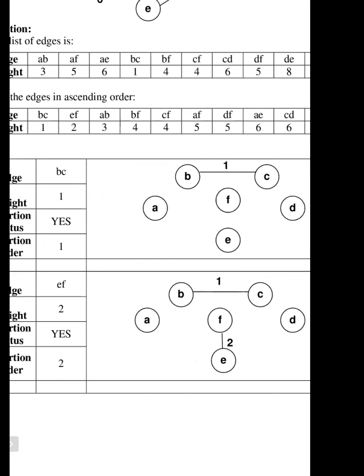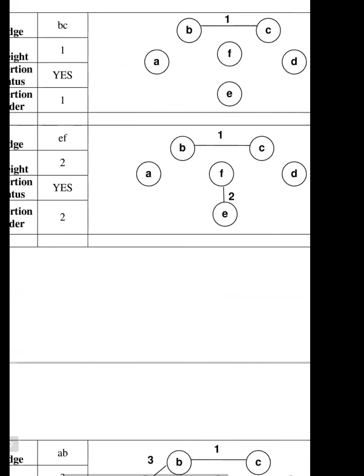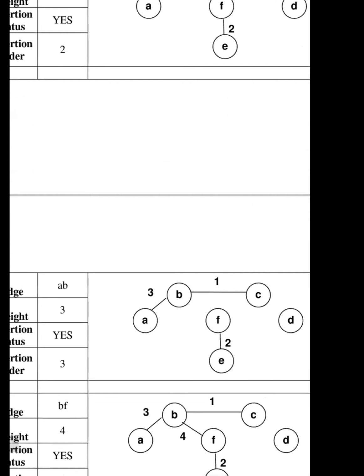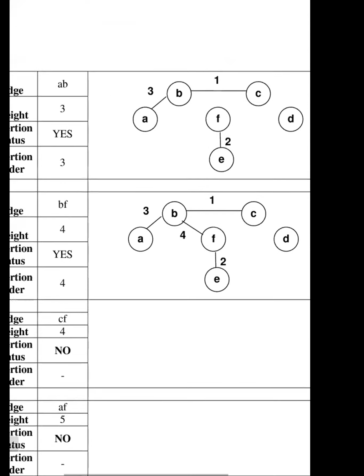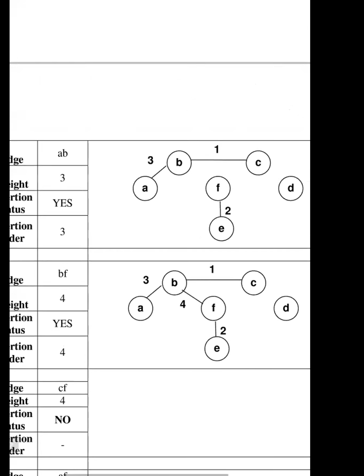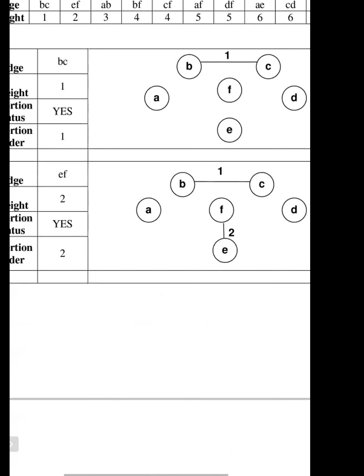Next, the third one is AB. Draw the AB edge. Then come to BF, draw the BF edge. Okay, then after drawing BF, the next is CF.